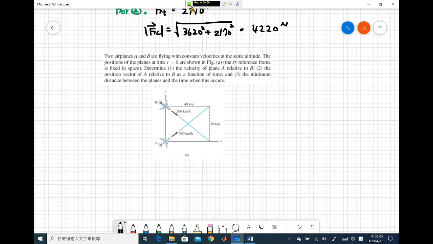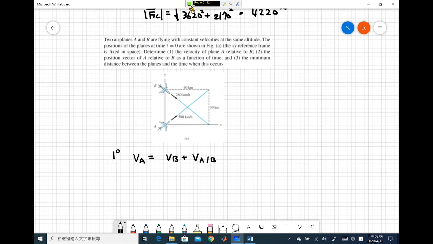So first of all, for question 1, now it's saying we want to know the velocity of A relative to B. VA will be equal to VB plus VA relative to B, right? So in order to calculate this VA relative to B, we have to define these two in absolute coordinates.